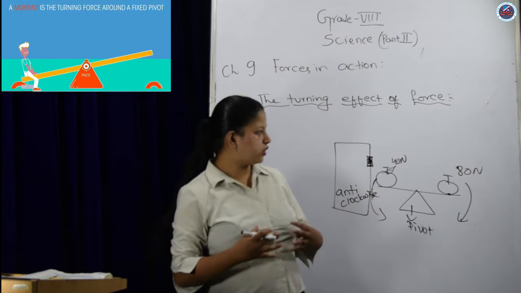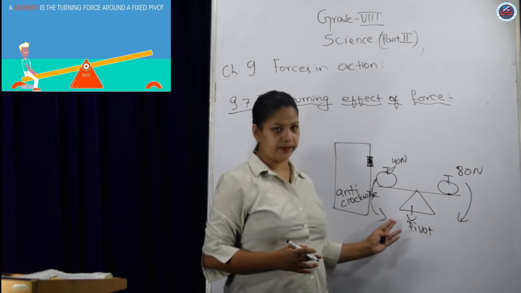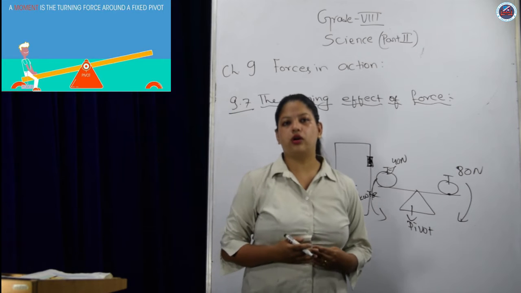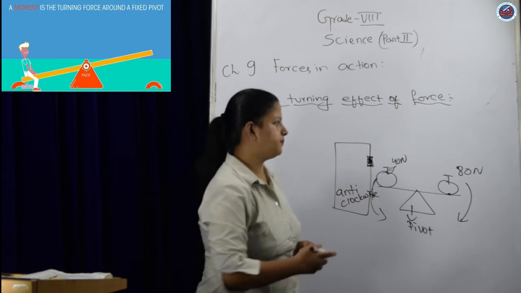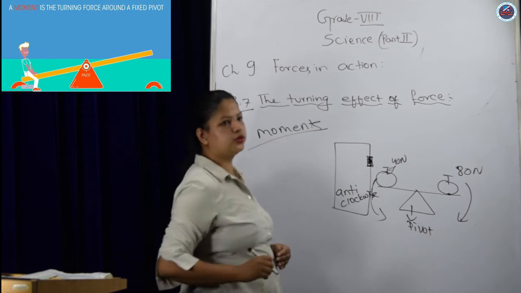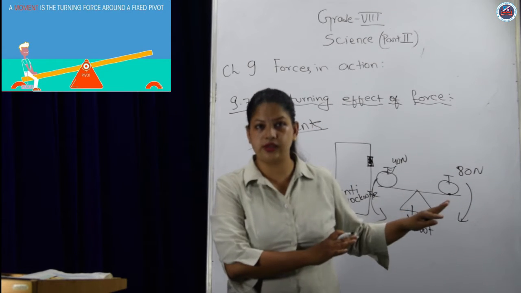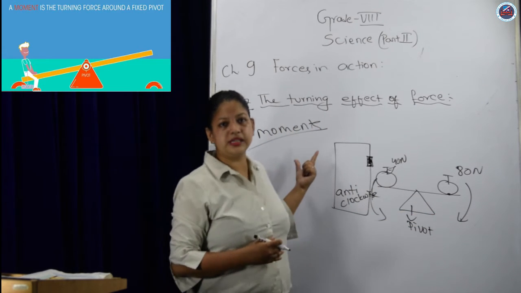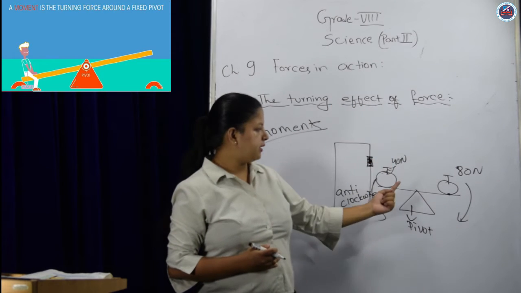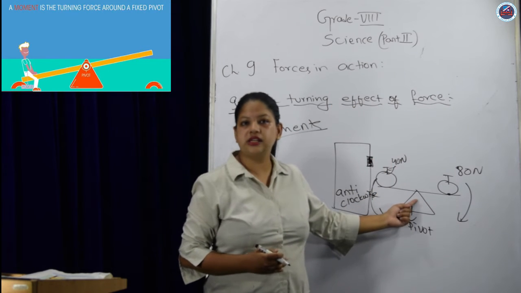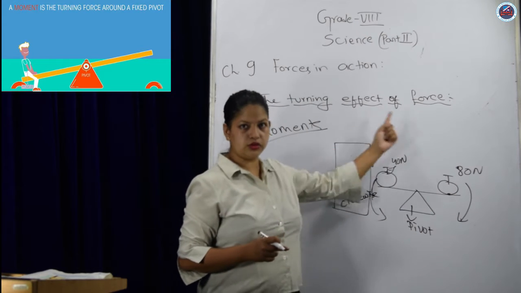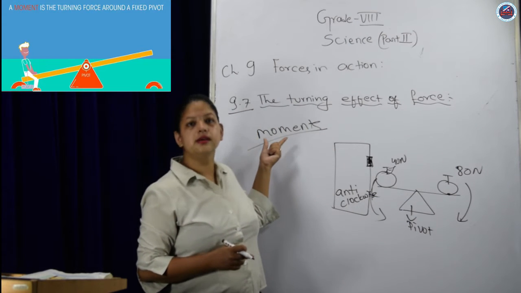So this turning effect, whatever is happening, either this side or the other side to the fixed point pivot, what do we call it? We call it moments. Now you might have learned this word in English, moment, but the physics moment is different. So basically, moment is the turning effect of force being applied through a certain fixed point called pivot.